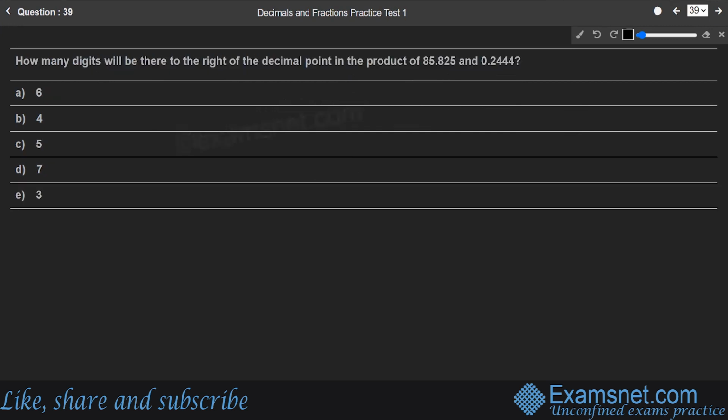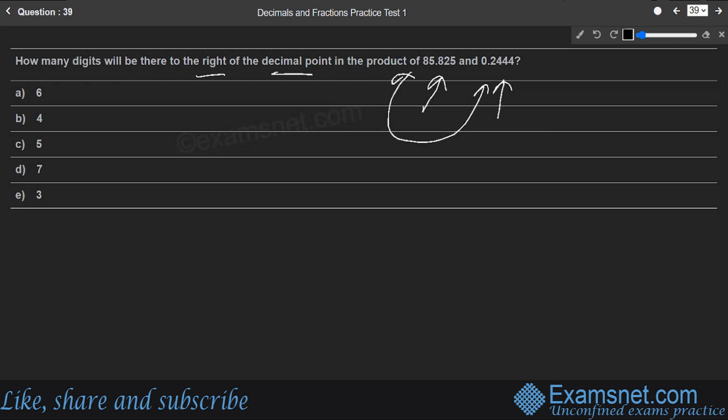Now, in the next question, he says, how many digits will be there to the right of the decimal point in the product of 85.825 and 0.2444? So we need to find out the product of these two numbers and then find out how many digits are there to the right side. While we're doing it, we'll have to make sure that if continuous zeros come after some decimal digit, those zeros are not considered to be significant digits. So that's why we'll have to multiply.